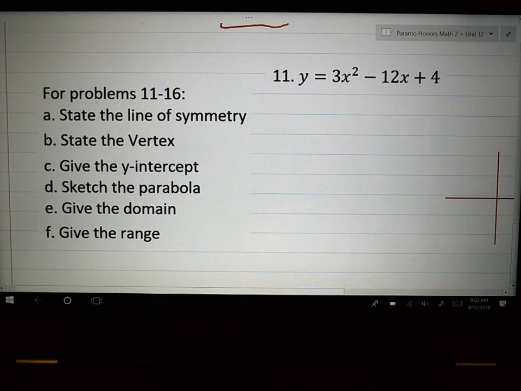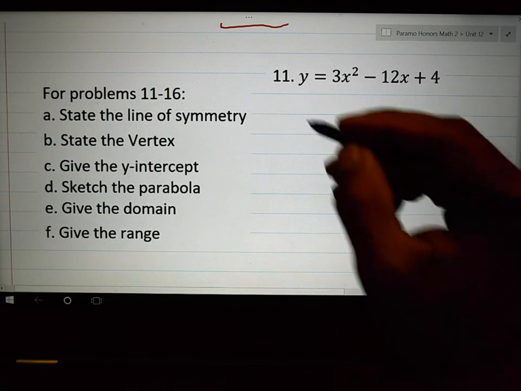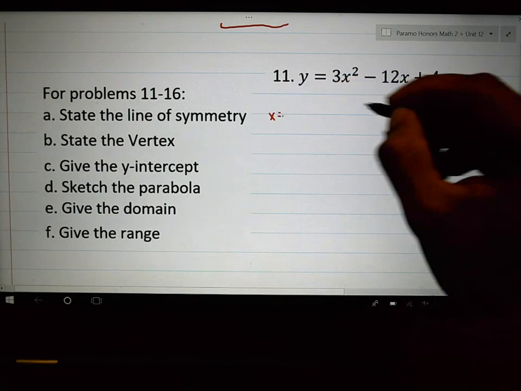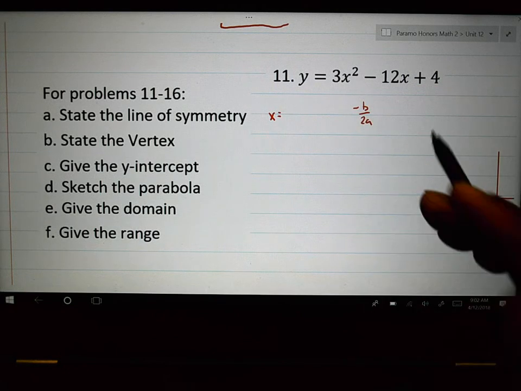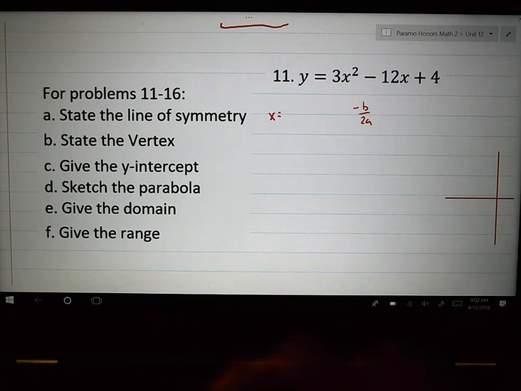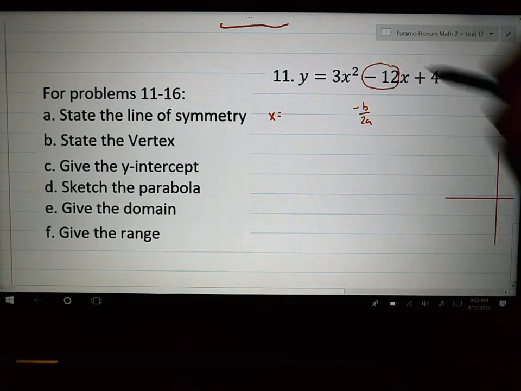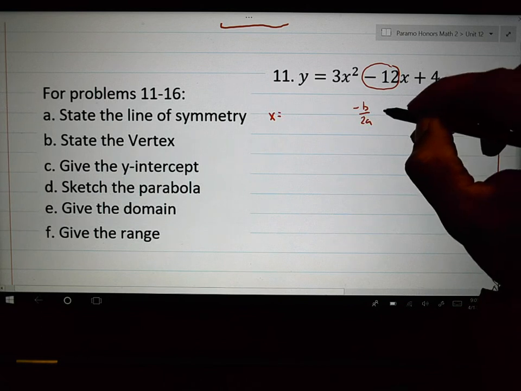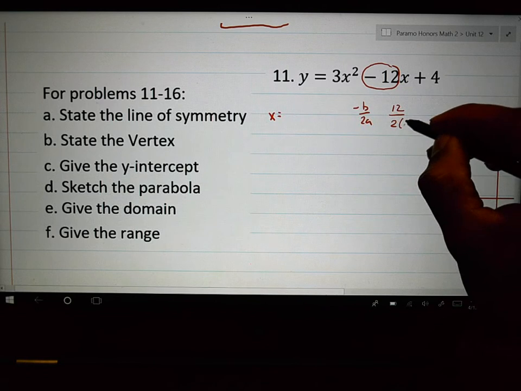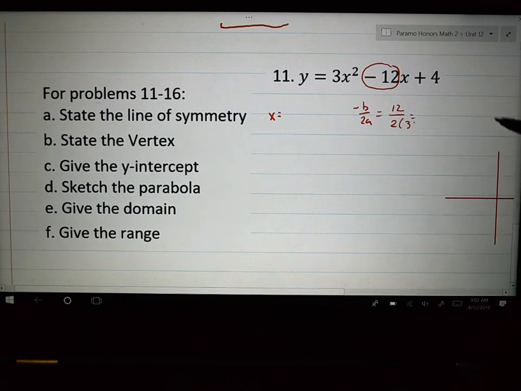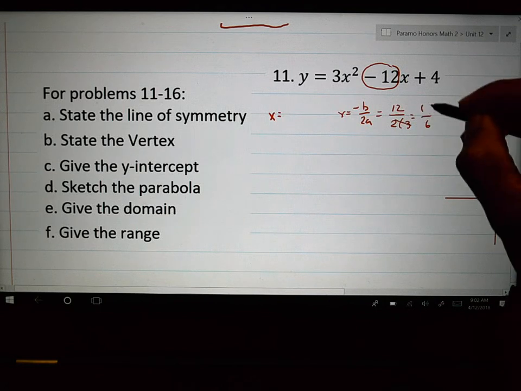Number 11. State the line of symmetry. So the first thing I'm going to do is I'm going to do negative b over 2a. Negative b means the opposite of b. Don't think it means it's always negative. It means it's the opposite of whatever the b value is. If b is negative 12, you turn it into a positive 12. A is 3. So 2 times 3 is 6. 6 goes into 12 2 times.